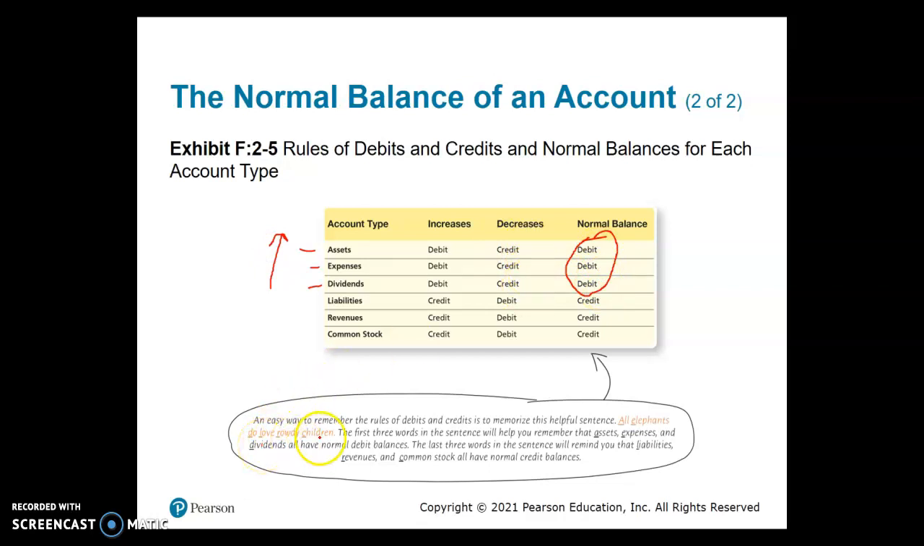Love, rowdy children, L, R, and C, that's liabilities, revenues, and common stock. So when they increase, the normal balance is a credit. See that? The normal balance is a credit when they go up. When assets, expenses, and dividends go up, the normal balance is a debit. Okay?